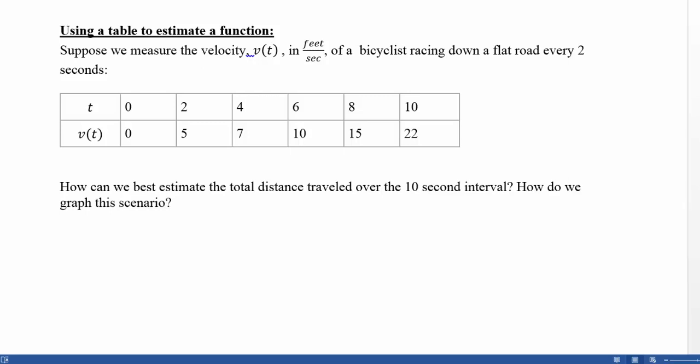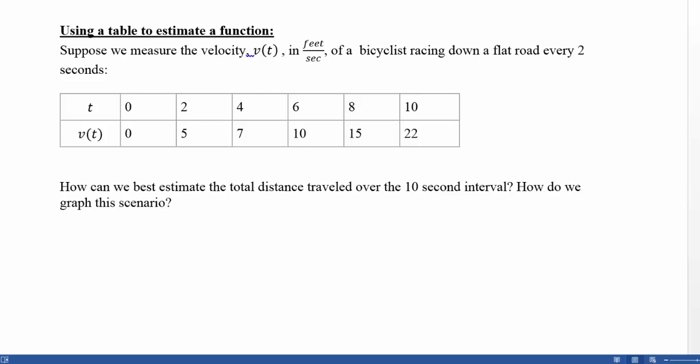So first we're going to talk about how we estimate it. Then we'll take a look at the picture of what we did. So we have to be careful here. Remember, if our rate was constant, we could do rate times time. However, you can see that our rates here are changing. The velocity is 0, 5, 7, 10, 15, 22. So it's not the same at every point. And we also don't know what the actual function is for velocity. So we can't even try to see if it's a rectangle or a triangle like we did before. So we need to come up with something better.